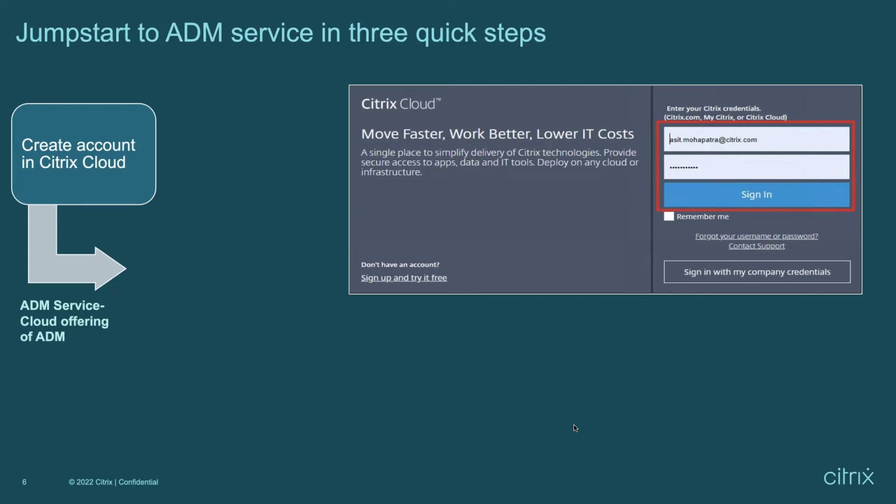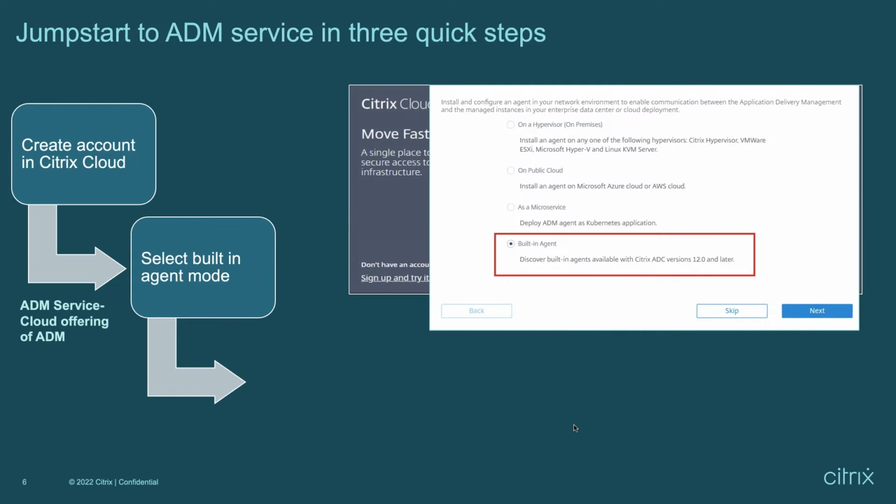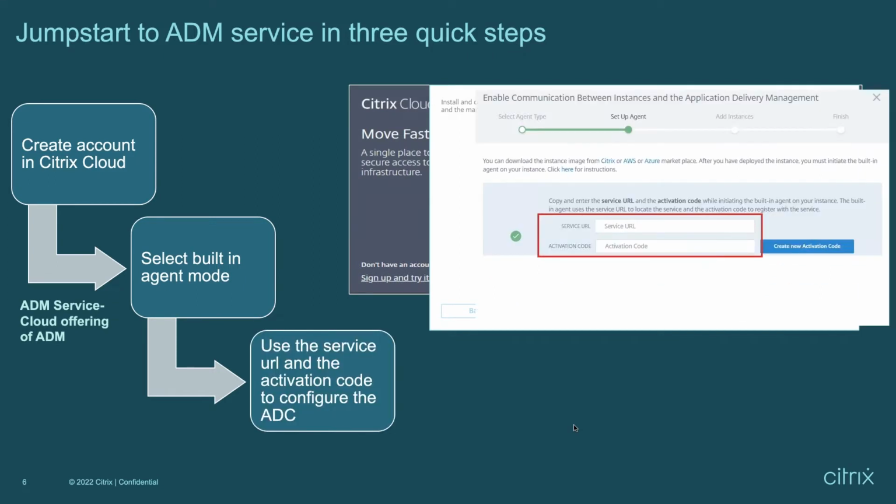The moment the Citrix Cloud account is created, you select the ADM service and click on inbuilt mode from the tiles of various services available over Citrix Cloud. Once you select inbuilt mode, you just have to copy the service URL and activation code, go into your ADC, and get it discovered over the ADM. So it's very fast to discover your ADCs with the inbuilt mode.